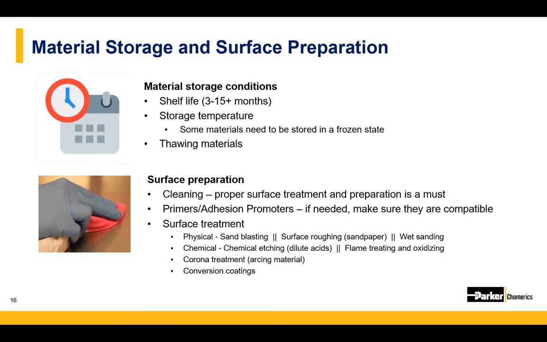Surfaces should always be cleaned, and oftentimes may need to be physically roughed or chemically etched so that the materials adhere well. That can include sandblasting, sandpaper, or even wet sanding, as well as some chemical etching with dilute acids. Flame treating and oxidizing the surfaces, as well as conversion coatings, will help reduce a lot of that electrical contact resistance where the two materials are mated together. And finally, corona surface treatments, or actually arcing of the material, will align the charged particles on the surface of a material and encourage strong adhesion, but should really only be done very shortly before the application for best results.